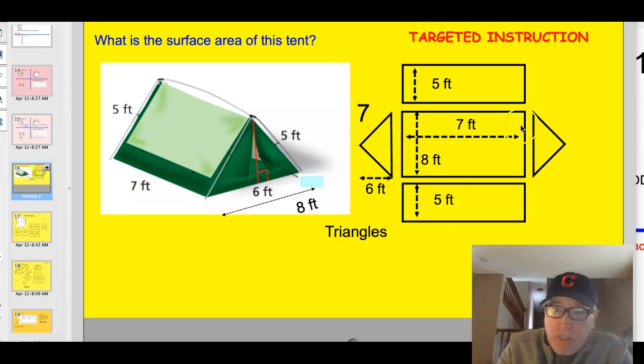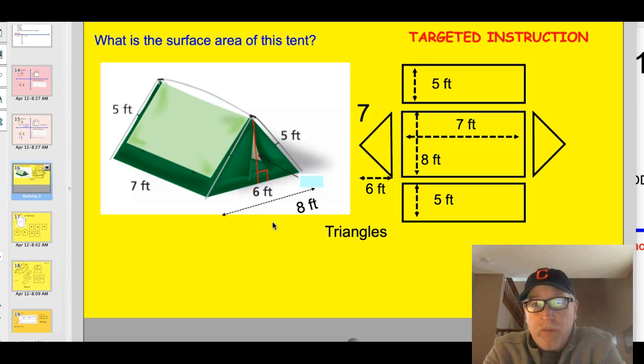Here are the 2 triangles on the tent. Here's the bottom of the tent, and here are the 2 sides. You could take and fold these up into the middle. And I put the measurements on there. You could just take a second to look where I got all the measurements.